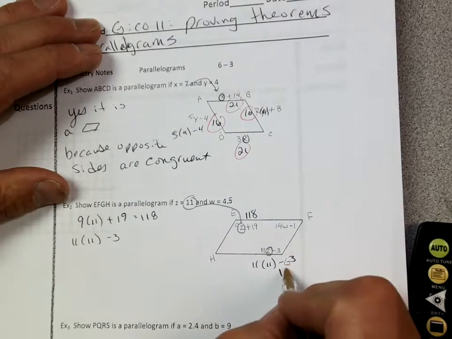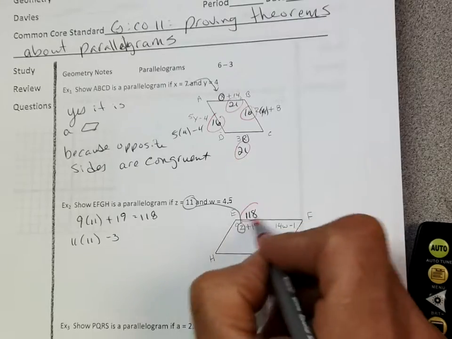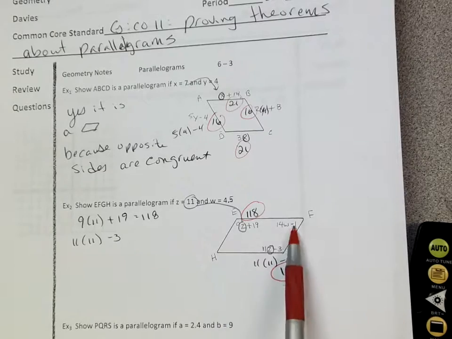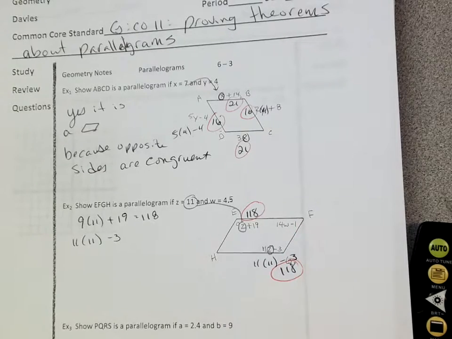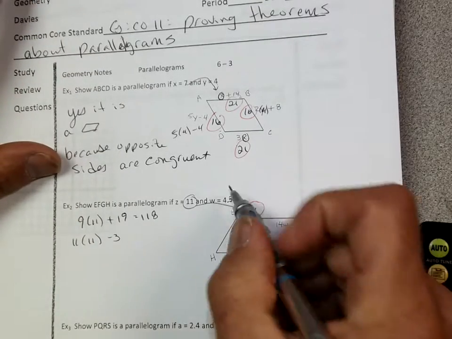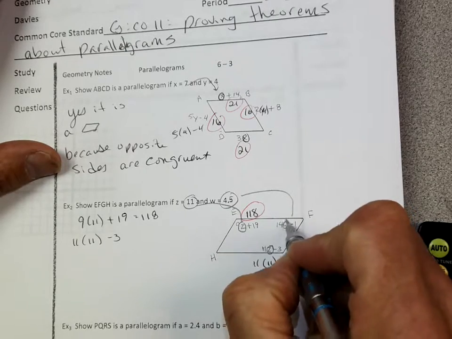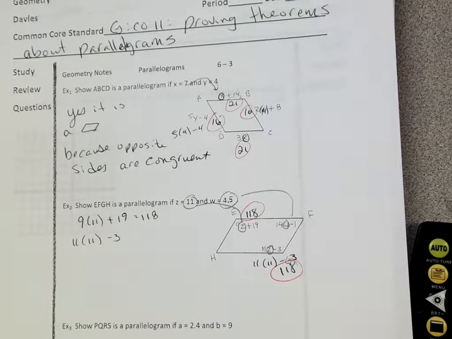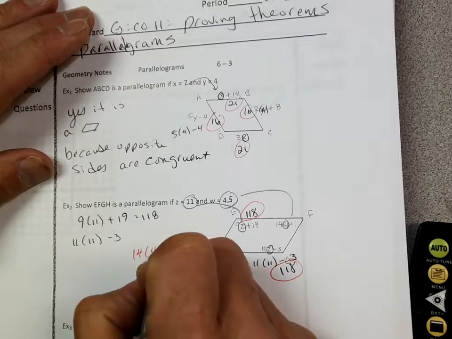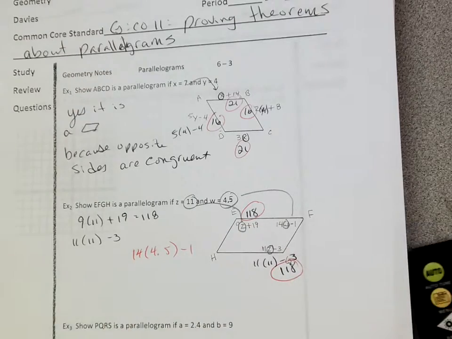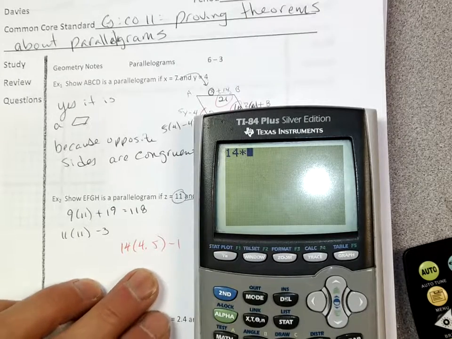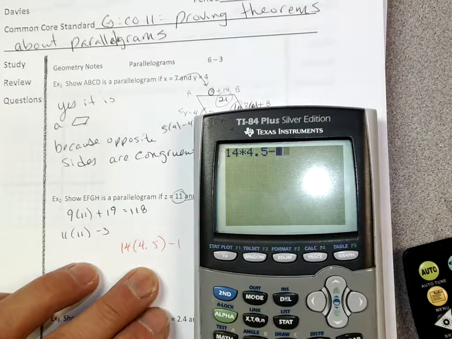Okay, good. So here's what I know so far. I know these two opposite angles are equal. But now I don't know anything about this angle here. Maybe I can get an angle here that would help these add up to 180. So let's put in 4.5. If w is 4.5, I'll go 14 times 4.5, subtract 1, and I get 62.